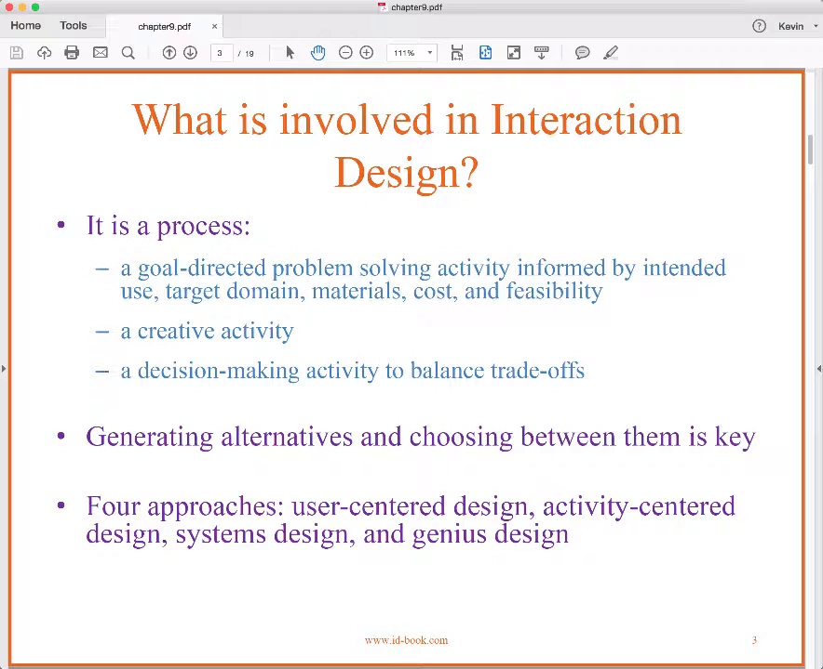There are four approaches that we could take to interaction design, and that people do take. The user-centered approach, that's the one that we're going to be learning about in depth here. There's also a good discussion in the text of three other alternatives: activity-centered design, systems design, and genius design. And while all those things are interesting, they're not really our point of view for this course. So I would invite you to explore them further on your own.